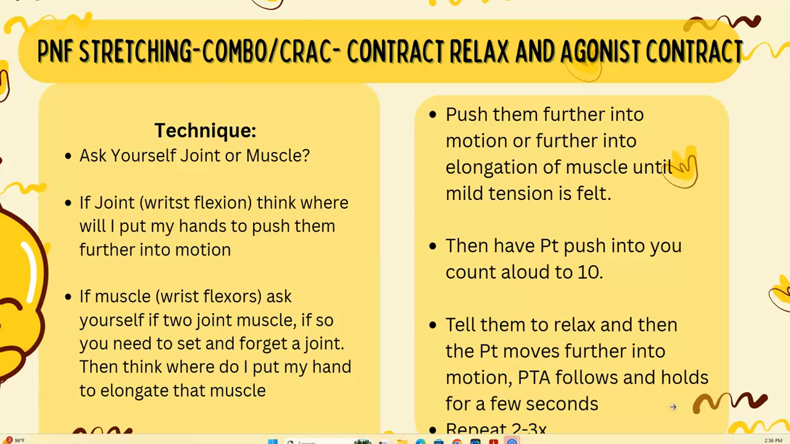Once they do, we're going to have them push into us, counting out loud to 10, doing an isometric contraction. Once they do that, we're going to tell them to relax, and then we're going to ask them to move further into wrist flexion. We're going to follow. We're going to hold that for a few seconds and repeat that 2 to 3 times. And that is the combo technique.